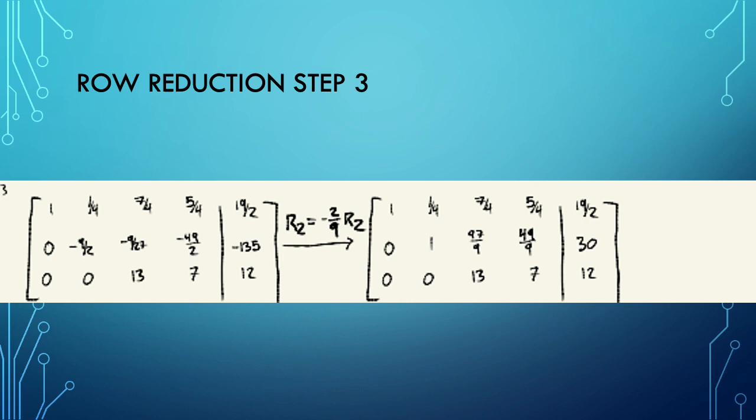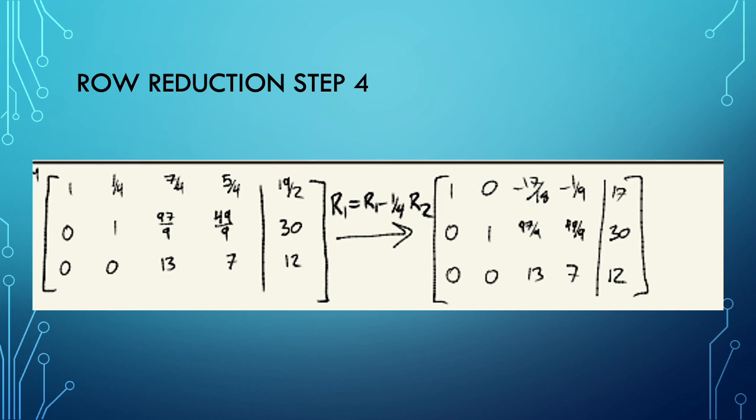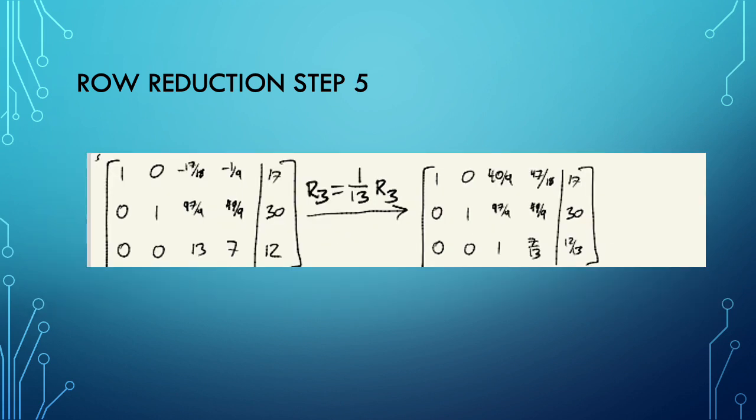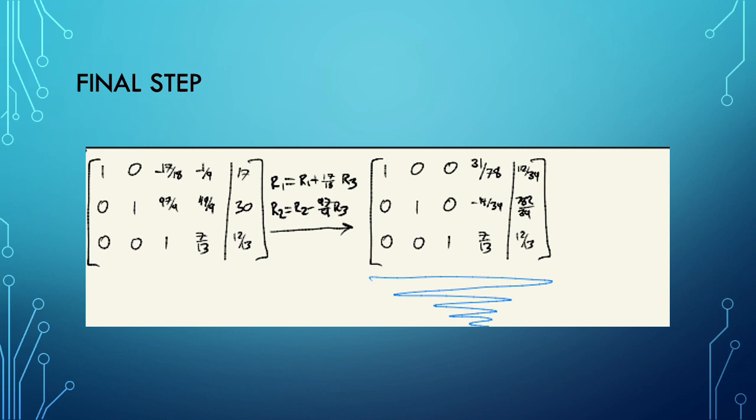Now, to get row 2 with a leading 1, you have to multiply row 2 by negative 2/9. Now, to get it into a pivotal position, you're going to subtract 1/4 of row 2 from row 1. Now, to get your final leading 1, you're going to divide row 3 by 13. Now, to get the matrix into RREF form, you're going to add 17/18 of row 3 to row 1, and you are going to subtract 97/9 of row 3 from row 2.